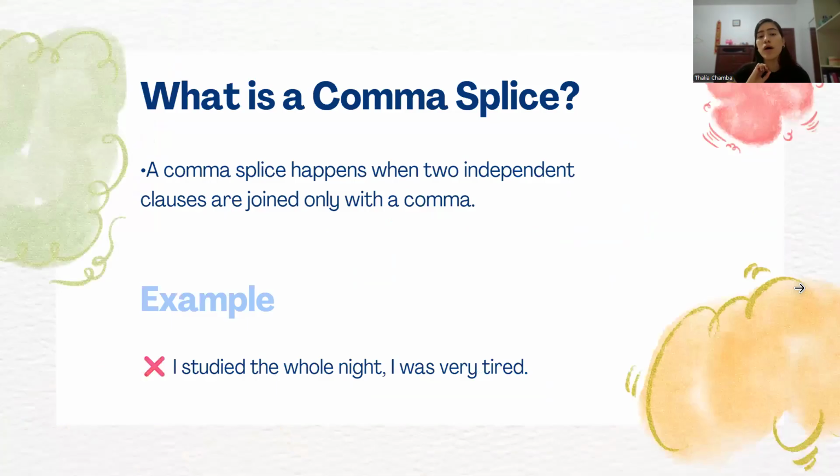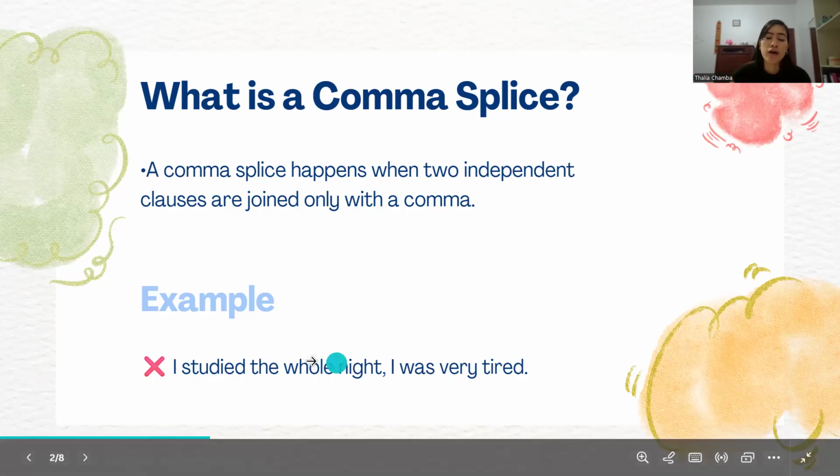First of all, what is a comma splice? Well, a comma splice happens when we join two independent clauses using only a comma. Okay? An independent clause is a complete sentence. So when we connect two complete sentences with just a comma, it is incorrect in English. Yeah? Here's an example of a comma splice.